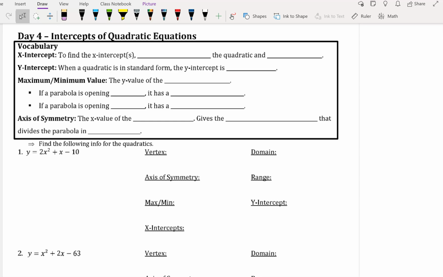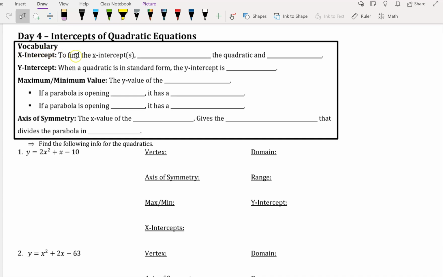Hey guys, this is Mrs. Rooker, and I'm going to be doing day 4 with you guys, which is talking about intercepts, but it's really also kind of reviewing or combining everything we've learned so far this unit. So we'll start with what's in this little box here.